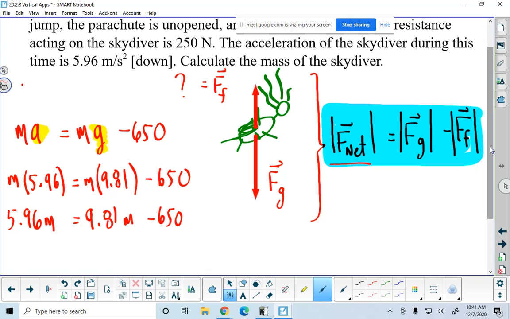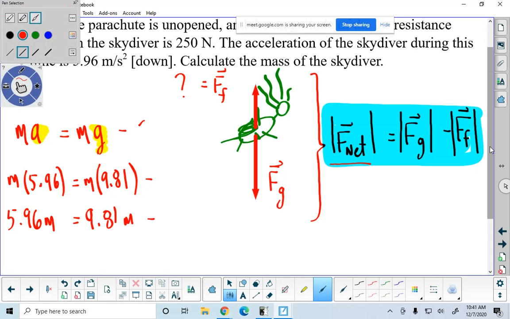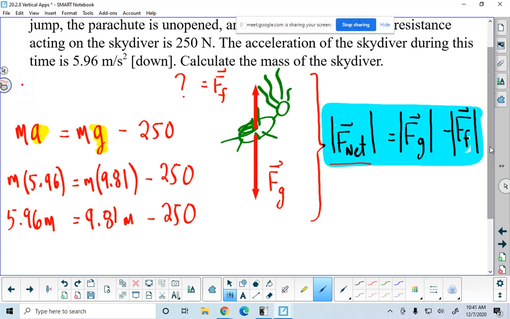Is it only 250? It is only 250. Thank you. I'll change those to 250s. Thank you, Sienna. I don't know where I got 650 from. I think it might be from a previous question. Anyway, it's minus 250. So we have 5.96 m equals 9.81 m minus 250.